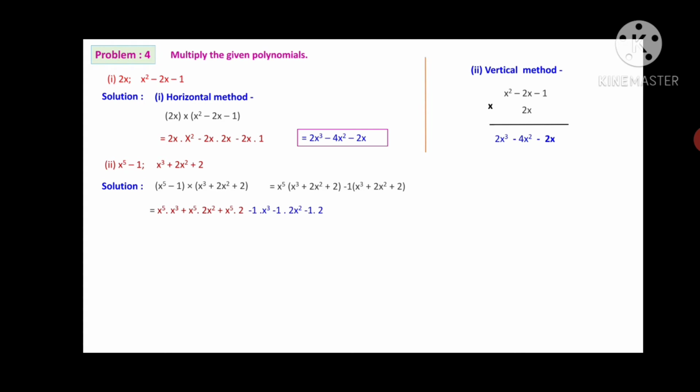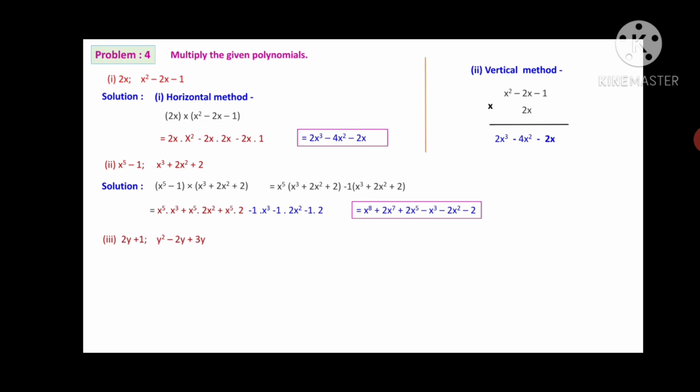The multiplication of the first two will be x raised to 5 into x cube plus x raised to 5 into 2x square plus x raised to 5 into 2, meaning x raised to 5 is multiplied with each term in the bracket. In the second, we will do the same thing. Minus 1 is multiplied to each term, that is minus 1 into x cube, then minus 1 into 2x square, minus 1 into 2. So the answer will be x raised to 8 plus 2x raised to 7 plus 2x raised to 5 minus x cube minus 2x square minus 2.